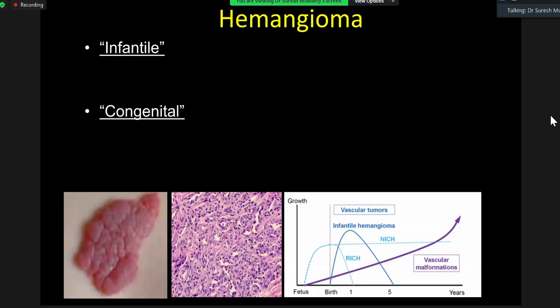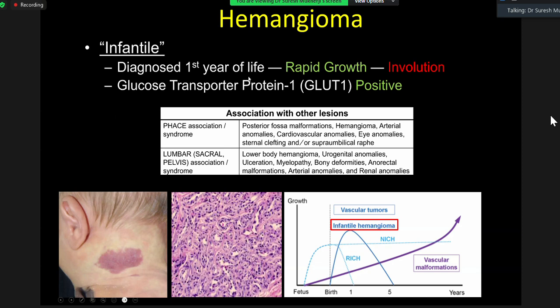When we start off with hemangiomas, there are actually two types: the infantile type and the congenital type. The infantile type is much more common than the congenital type, and it is the one that's diagnosed during the first year of life, and this is the one that has the rapid growth and then eventually involutes. So when we look at this diagram here, from a nice article in Radiographics, the infantile hemangiomas have a proliferative phase, and then eventually an involuting phase.